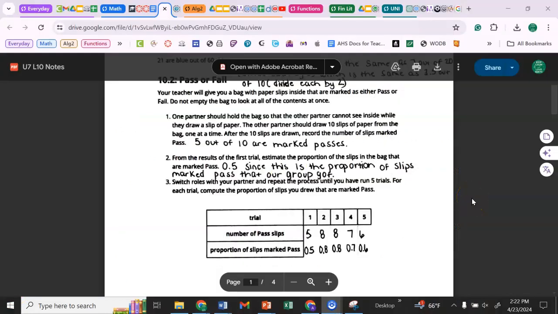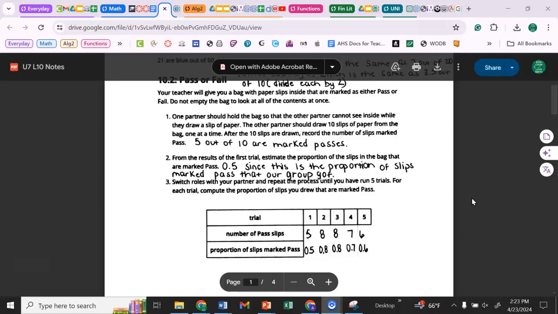Okay, so if I were doing this by myself, this would be what I got. So we got 5 out of 10 marked even, passes, right? From the results of the first trial, we want to estimate the proportion of the slips in the bag or our cards that were marked pass. So 0.5, because since this was 5 out of 10, that would be 1/2. This is the proportion of slips marked even or pass for our group.